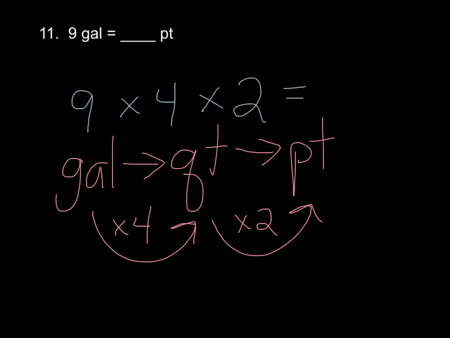So 9 times 4 is 36, and 36 times 2. Or I can multiply it any way I want. Like I can do 2 times 4 is 8, and 8 times 9, which is 72. And this time, I'm going to be able to fit that in there. It pretty much goes that way.